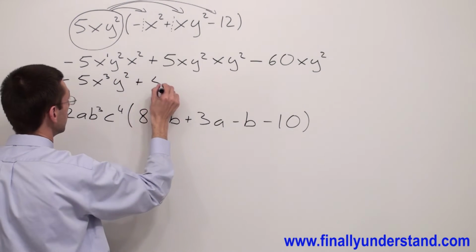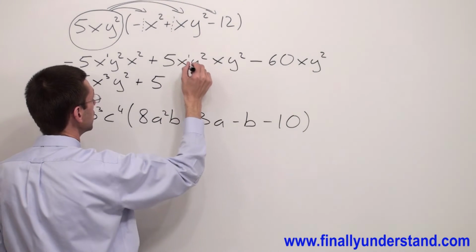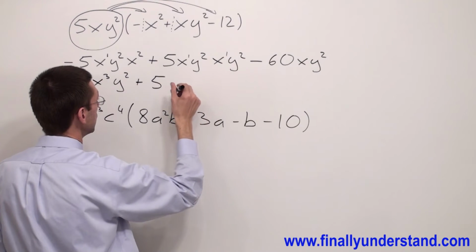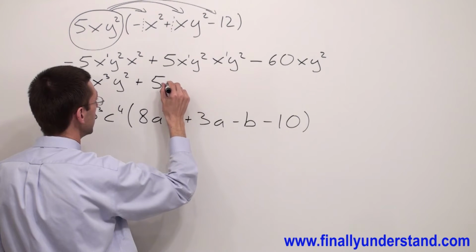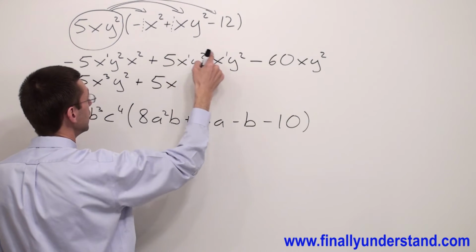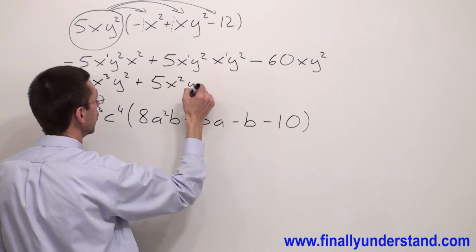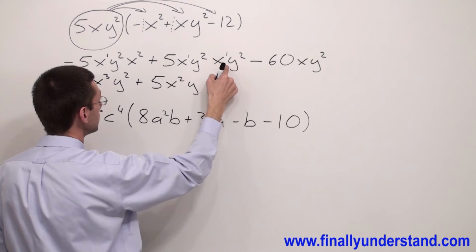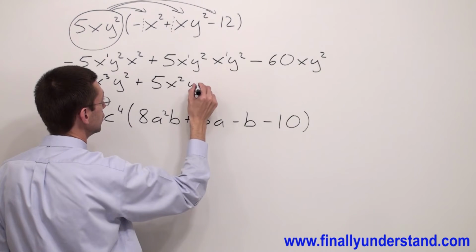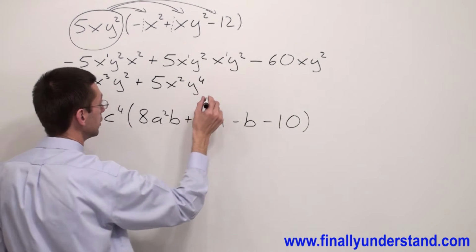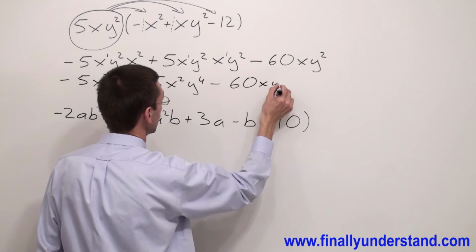Plus 5. Remember, anytime there is no visible exponent, there is always invisible 1. And I have x, x. Again, I have the same base. I'm supposed to keep the base and add exponents. 1 plus 1 gives me 2. And I have y times y. I keep the base and add exponents. 2 plus 2 gives me 4. Minus 60xy squared.